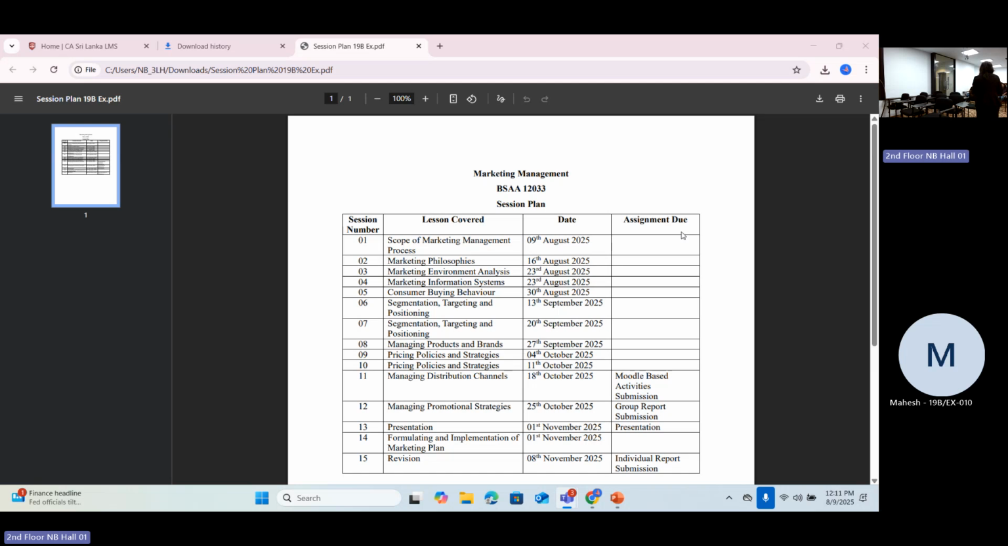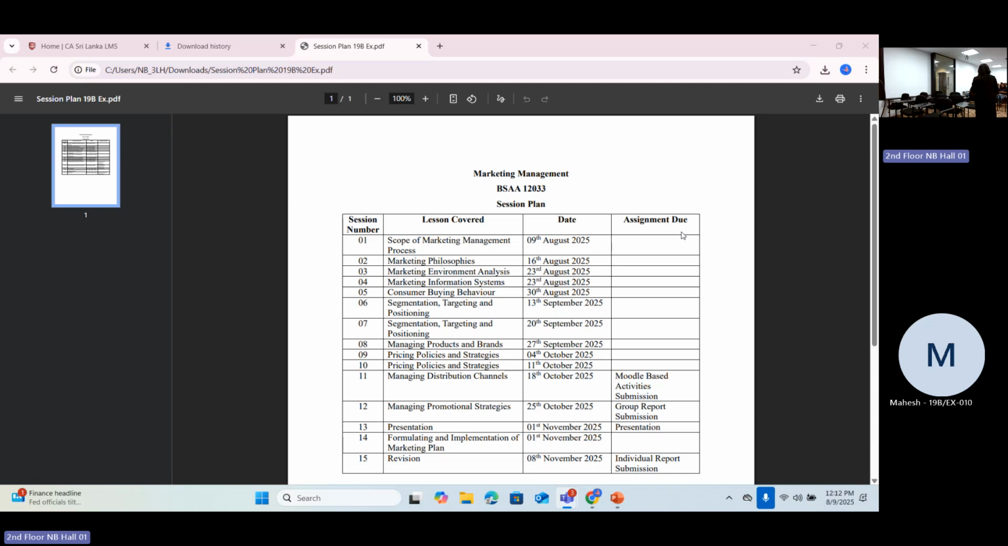That's one assignment, and then you are having one individual assignment, which is a report, and also some module activities. There will be 5 module activities to be submitted. Those are the continuous assessments. Apart from that, you are having a final exam. Here, 50 marks will be allocated for all the continuous assessments. The remaining 50 will be for the final exam.